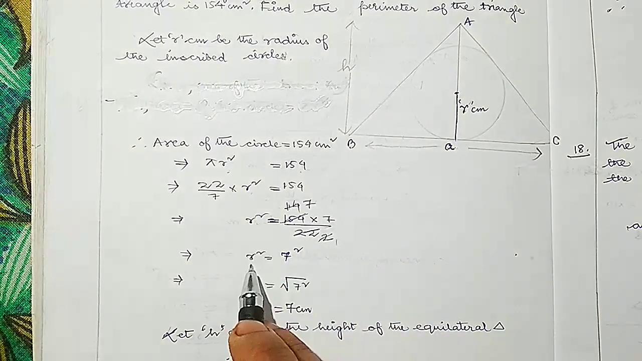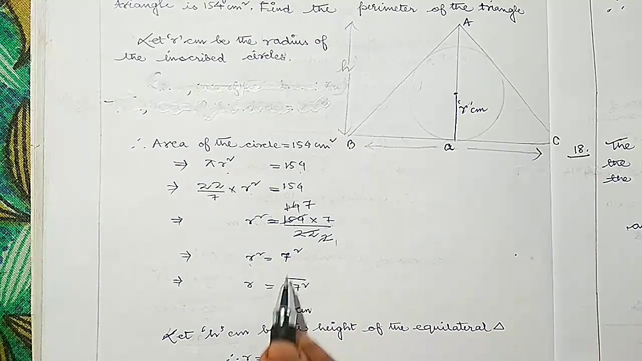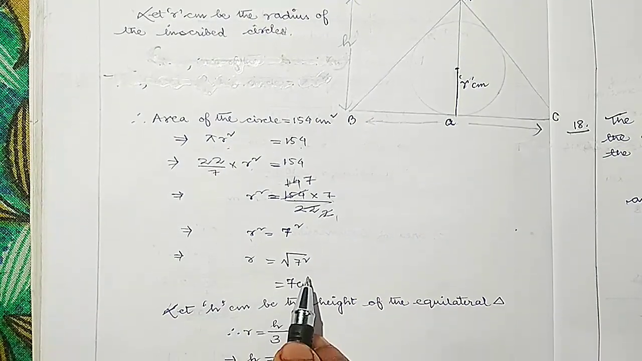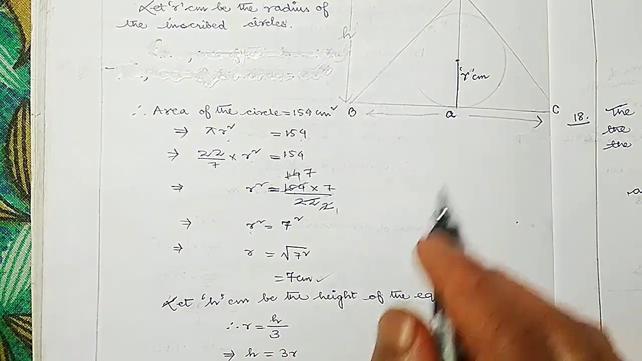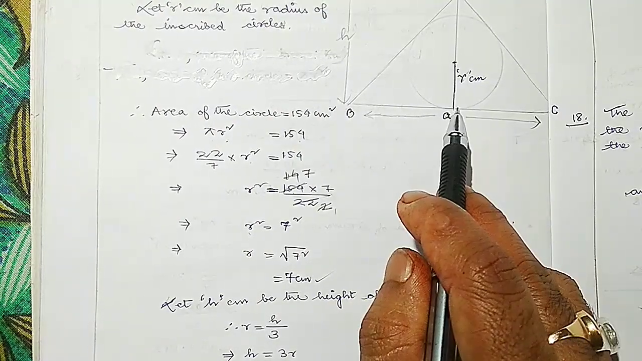So r square will be 7 into 7, 7 square. So radius will be root over 7 square, that is 7 centimeter. Therefore radius of the circle is 7 centimeter.